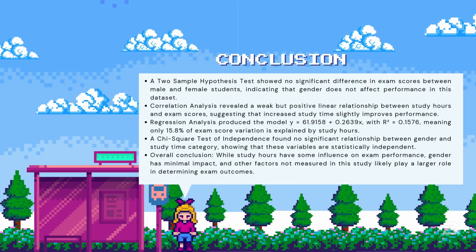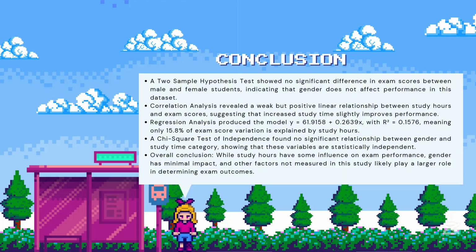Okay, now last but not least, we've come to the conclusion. What we can conclude is that the two-sample hypothesis tests showed no significant difference in exam scores between male and female students, indicating that gender does not affect performance in this dataset. If we think about it logically, performing in an exam is down to your own effort. It's not about gender. There's no gender bias in performing on the final exam.